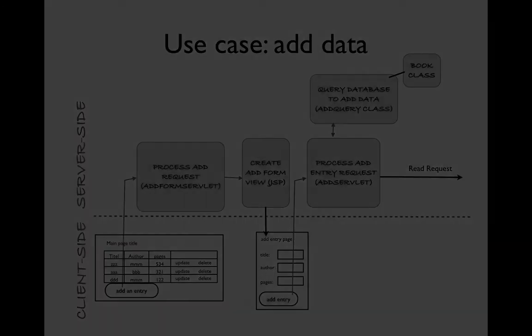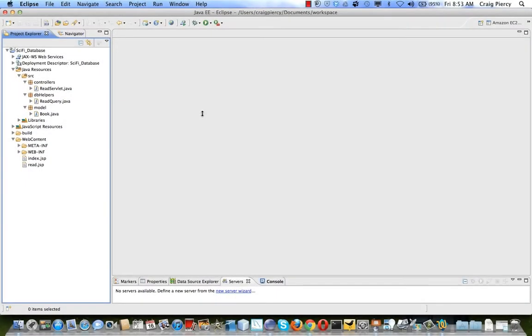So here's our current project open in Eclipse, and you can see we have the components that we've created for only the read use case. We had an index page to get things started, the JSP. A request would go to the read servlet. The read servlet would request help from the DB helpers class read query and the book from the model to perform the query. The results will be passed on to read.jsp to show the database table view.